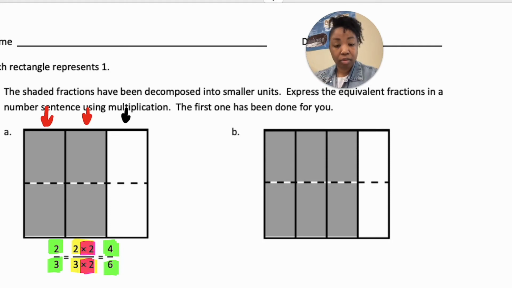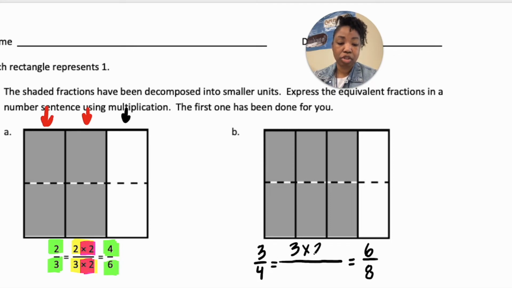So for the letter B, we have 3 shaded out of 4. When we decomposed it, now we have 6 shaded out of 8. The multiplication that happened is 3 times 2, because if you notice, we doubled the rows, right? We did 2 times as many rows. And then for the bottom, we started with 4 parts, times 2 is how we have those 8 parts. Let's move on to C.